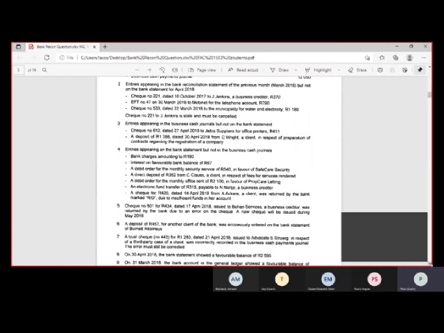Okay, let's have a look at transaction number 3. Entries appearing in the business cash journals but not in the bank statement. Check number 612 dated the 27th of April 2018 to Catco for the office printer with an amount of 411. And then we've got a deposit of 1386 dated on the 30th of April 2018 from CRAD, the client, in respect of the preparations contract regarding the registration of the company.